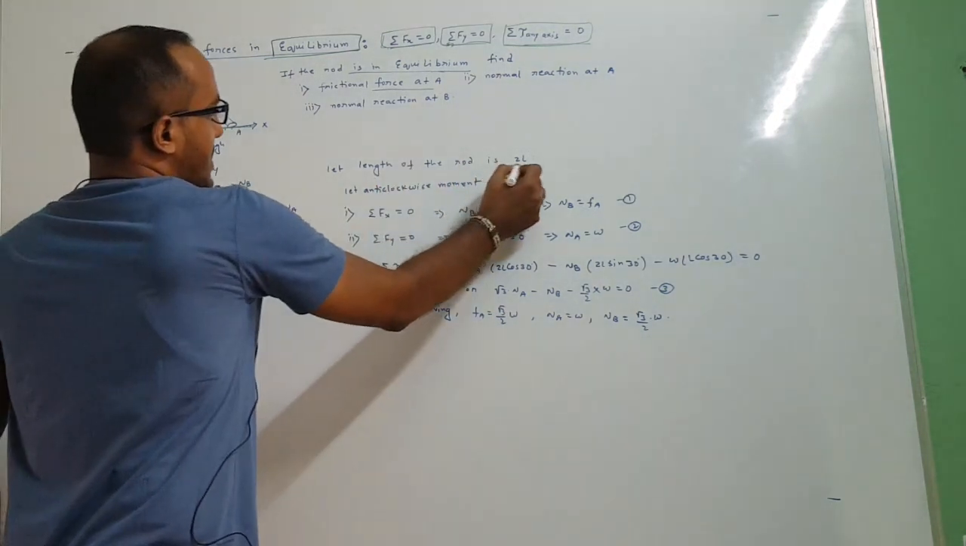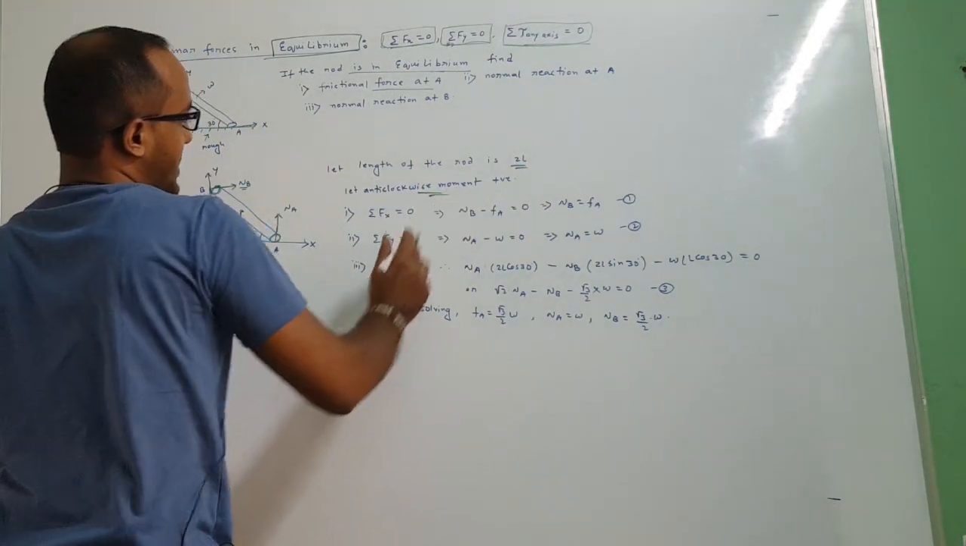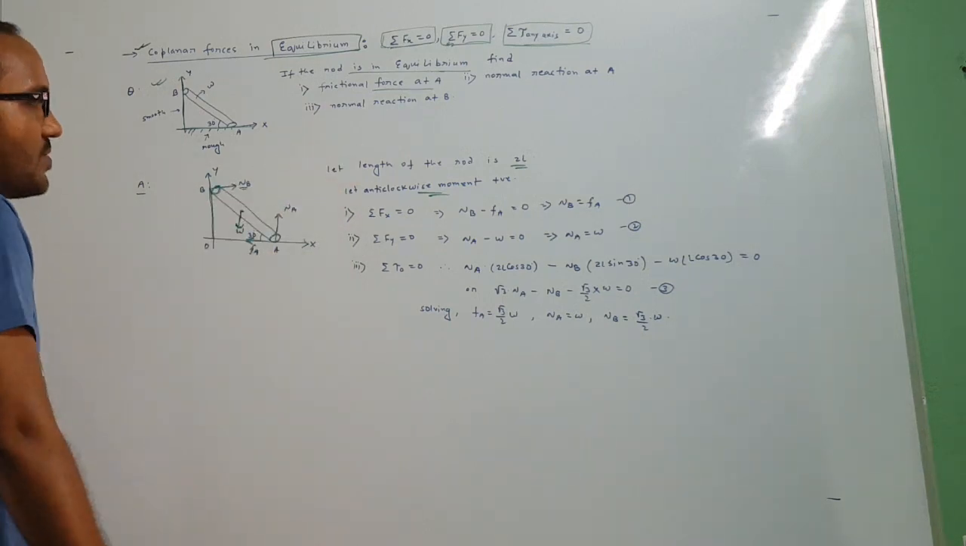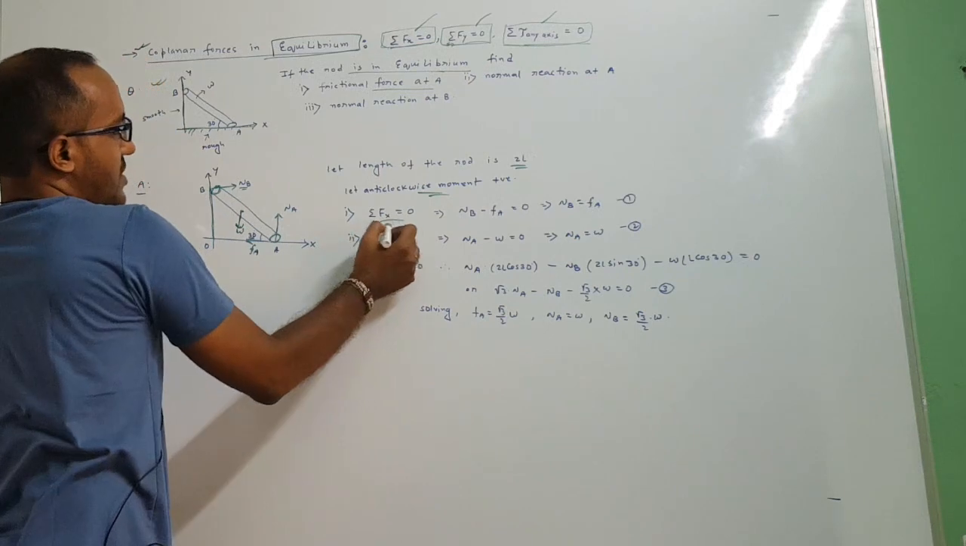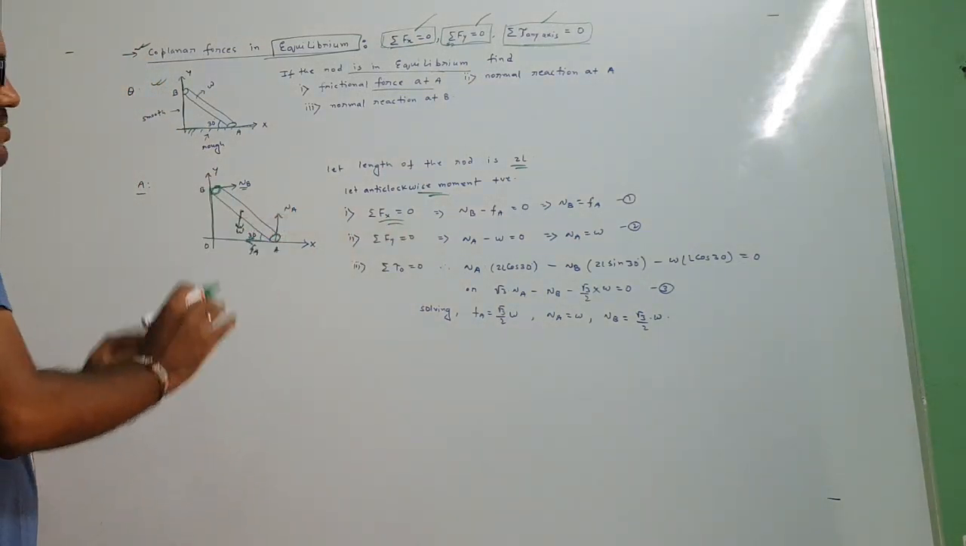So let the length of the rod be 12, and as usual we have taken anti-clockwise moment as positive. So we have to make 3 things zero, that is, first of all, resolve the x component equal to 0.